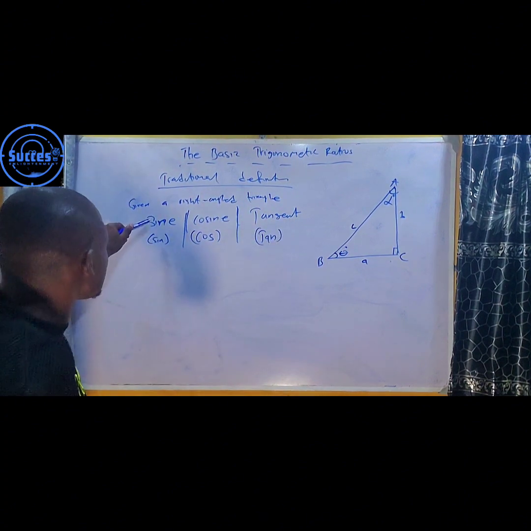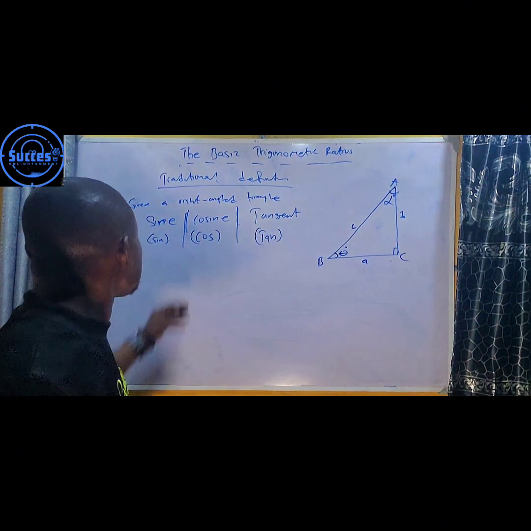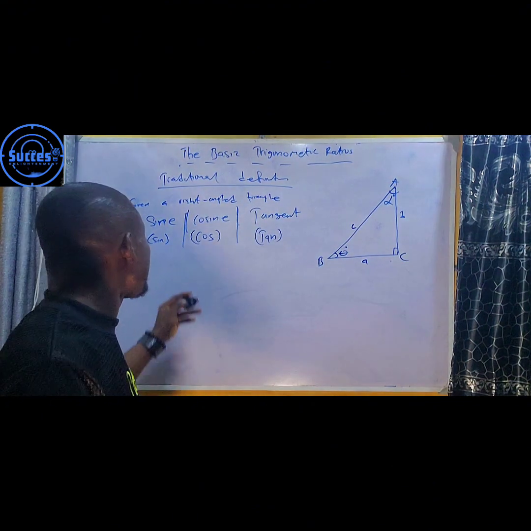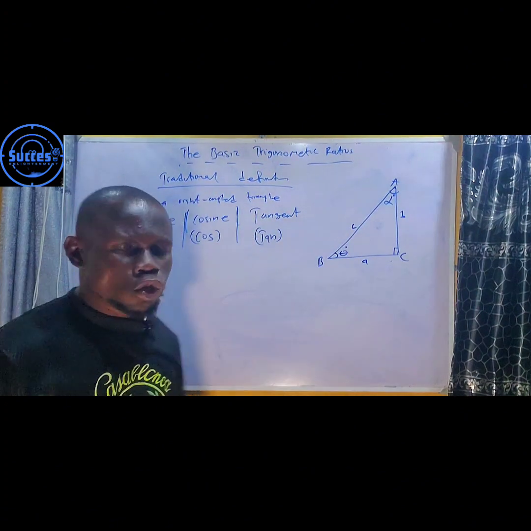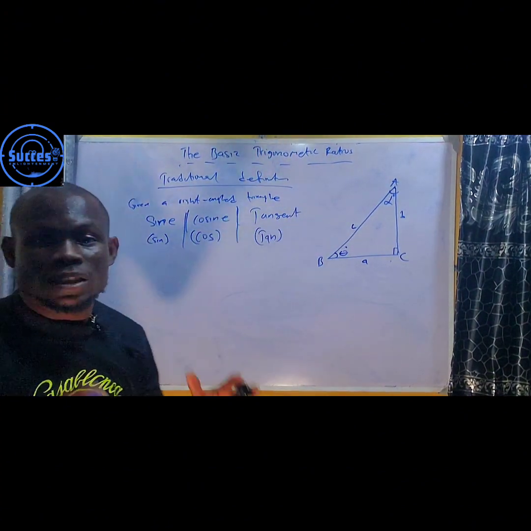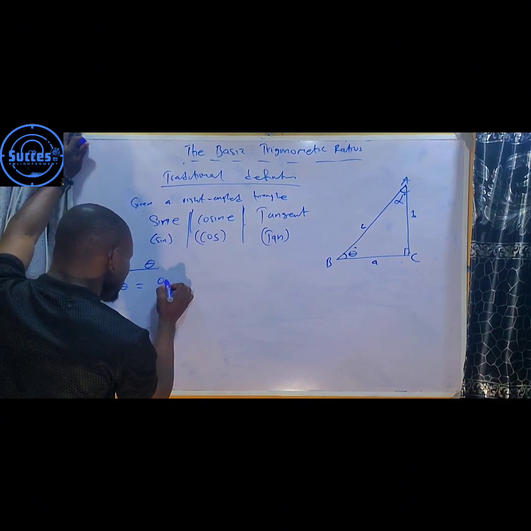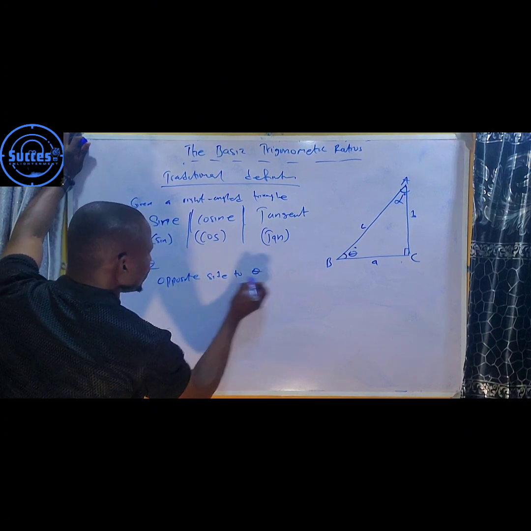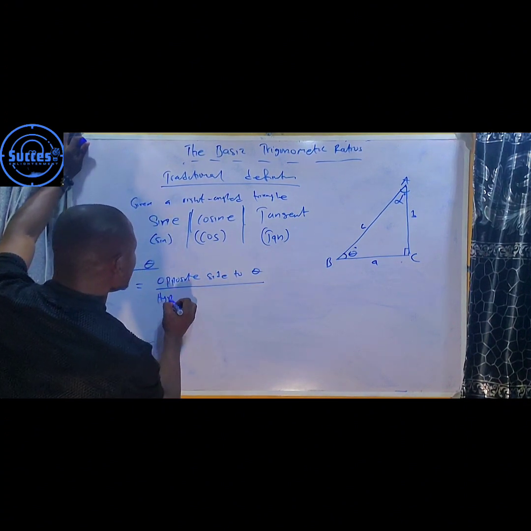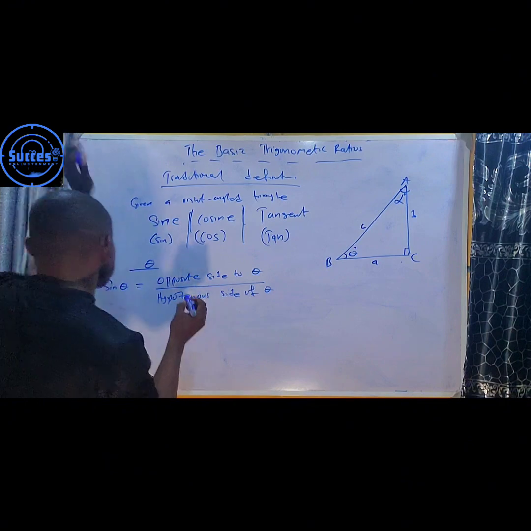This is the shortcut for sine. When you see sin, we are talking about sine in trigonometry. When you see cos, we are talking about cosine in trigonometry. And when you see tan, we are talking about tangent in trigonometry. So now, by traditional definition, focusing on angle theta, sin theta is the ratio of the opposite side to theta divided by the hypotenuse side of theta.